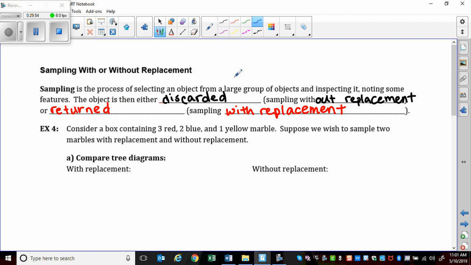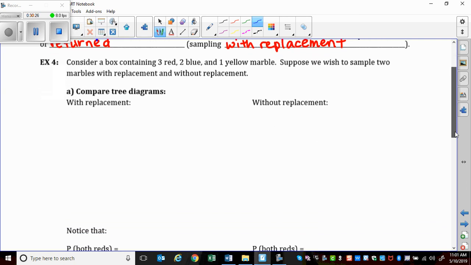Sampling with or without replacement, I'm just going to do this last one and then we'll be done. Sampling is a process of selecting an object from a large group of objects and inspecting it, noting some features. The object is either discarded, which means we're sampling without replacement, or returned, which means we're going to sample with replacement. Consider the box containing 3 red, 2 blue, 1 yellow marbles. Suppose we wish to sample 2 marbles with replacement and without replacement.